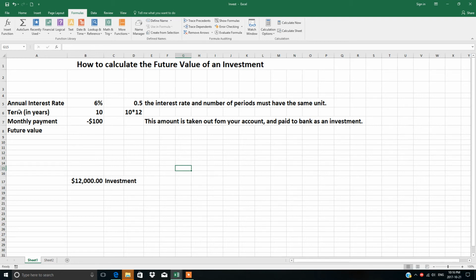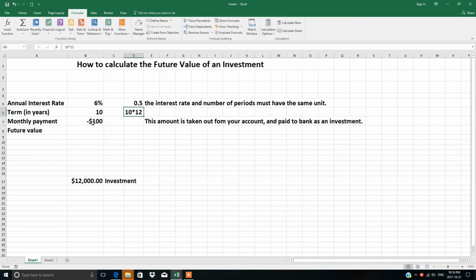For this purpose, see, this is the annual interest rate and the term is in years. So the interest rate and the number of periods must have the same unit. This is annual, so we have to convert it to monthly. I have already calculated it here. This is 6% divided by 12, which is 0.5% monthly. Similarly, there are 10 years, so we have to multiply by 12. So the total will be 120 periods.